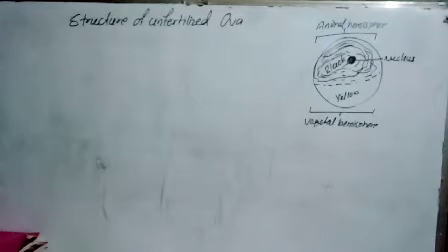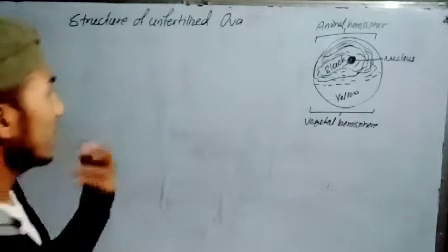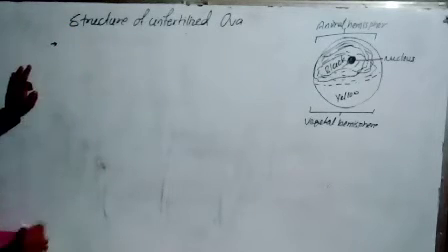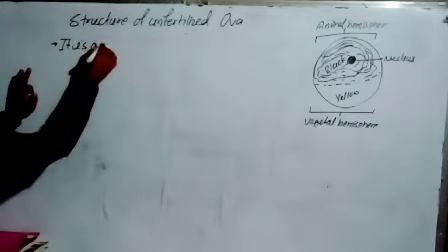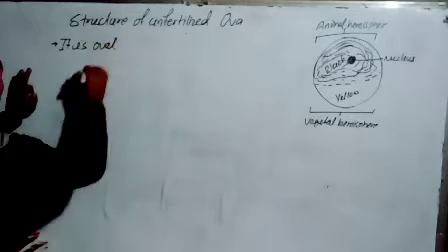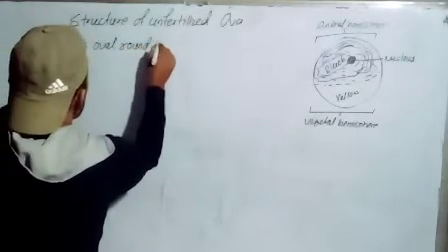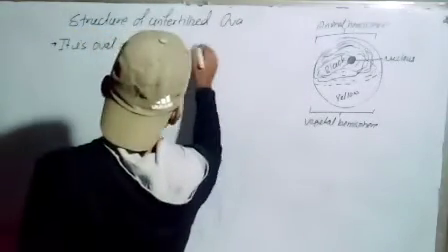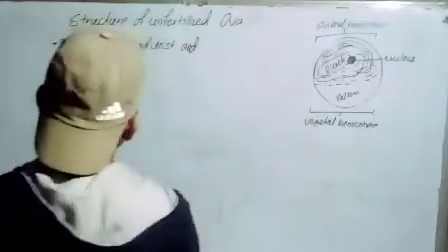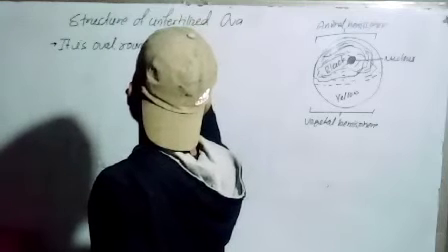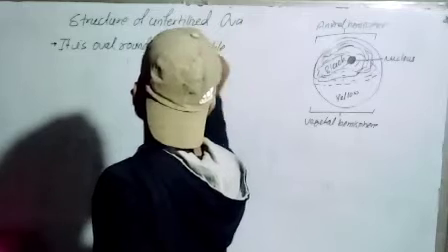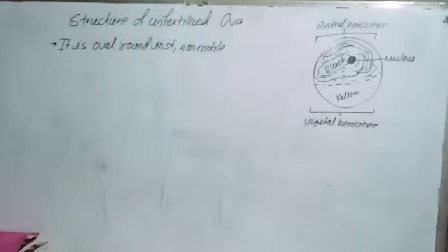Okay, this is the structure of the ova, which is spherical. It is non-motile. Okay, sperm is motile. I will write here some characteristics of the ova. It is oval or round in structure, and non-motile. Non-motile means it has no movement. There is also no tail.